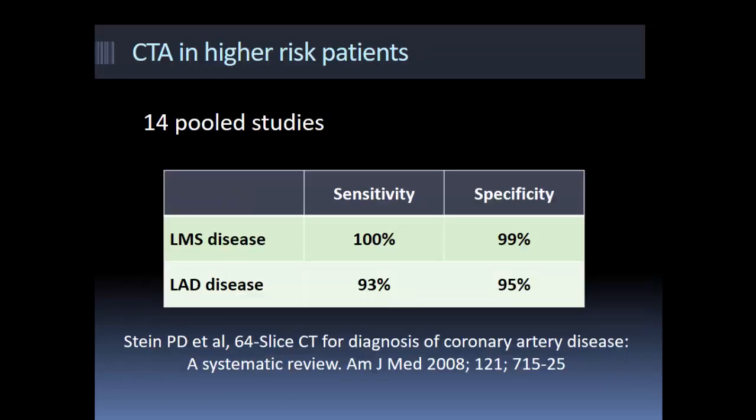For example, where you want to evaluate left main stem disease, which you can't miss on CT angiography, and disease in the LAD, for example, proximal and mid segments of the LAD, or proximal and mid segments of any of the arteries, circumflex artery or right coronary artery. You will not miss the disease there.